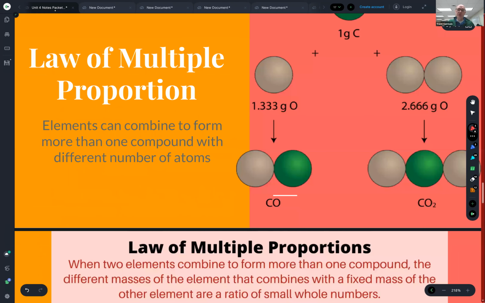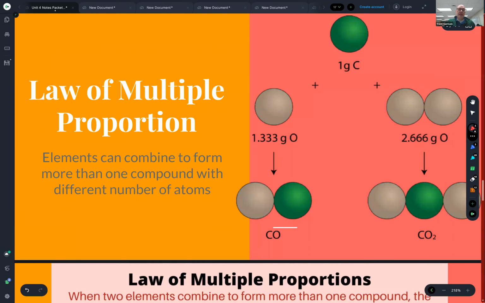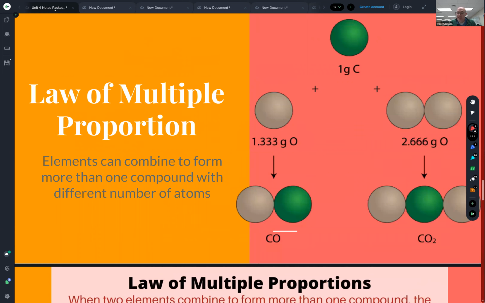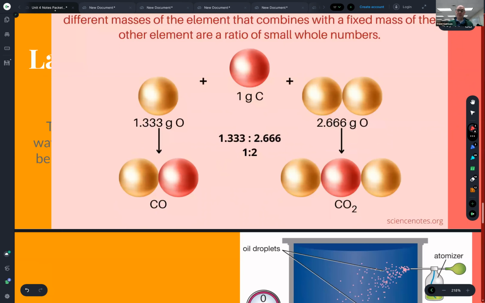Now, the law of multiple proportions says that, even though we know that carbon dioxide is CO2, there is also the chance that I could make CO, carbon monoxide. So even though you have the same elements, you can mix them up into different proportions. And you have to be aware of that when we are calculating our masses. It always depends on what the ratio is as to how we calculate them.